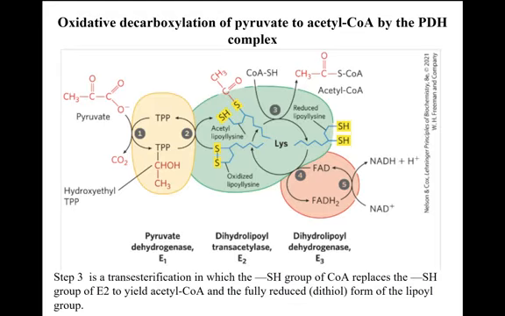And so continuing on, now focusing on step 3, is a transesterification in which the thiol group of coenzyme A replaces the thiol group of the actual enzyme 2 to yield acetyl coenzyme A, which you see right here, and the fully reduced dithiol form of the lipoyl group.